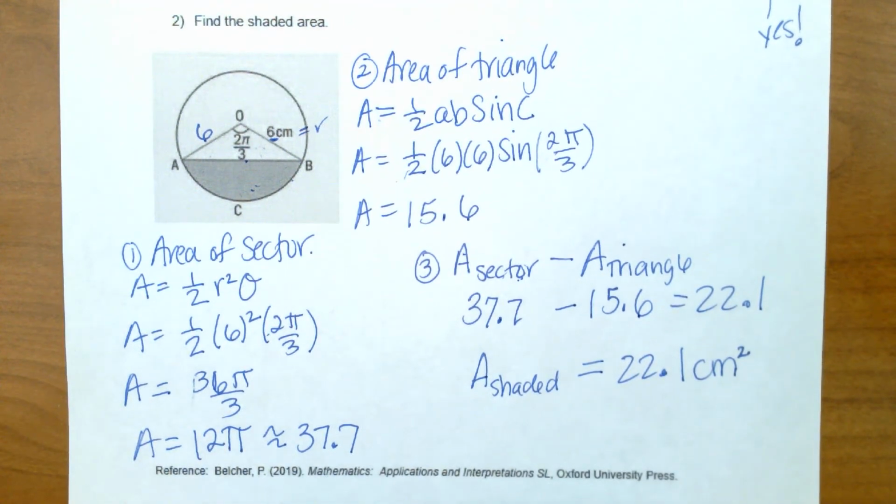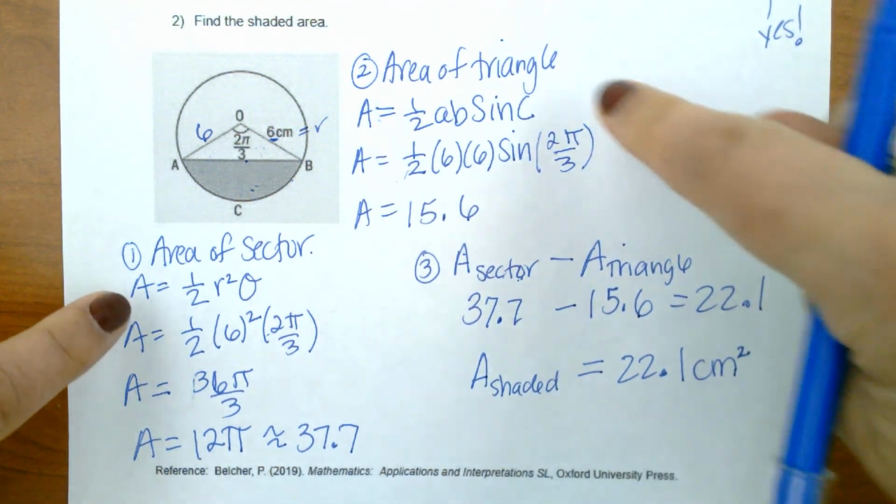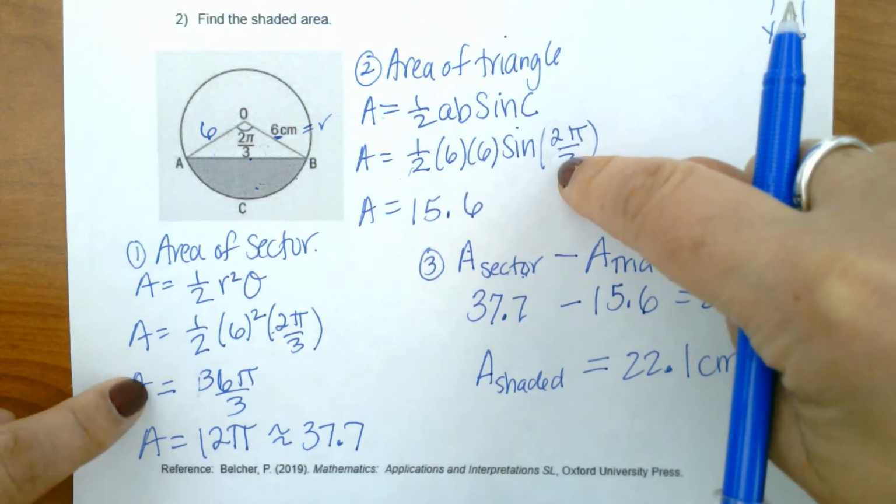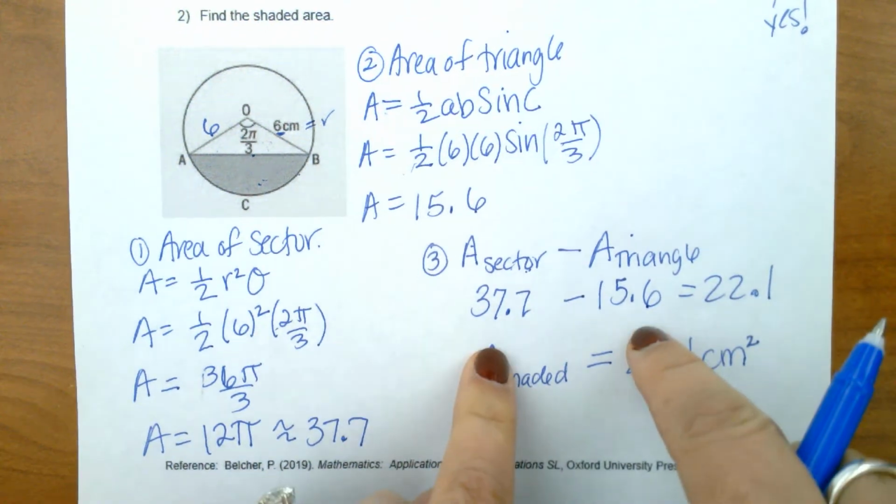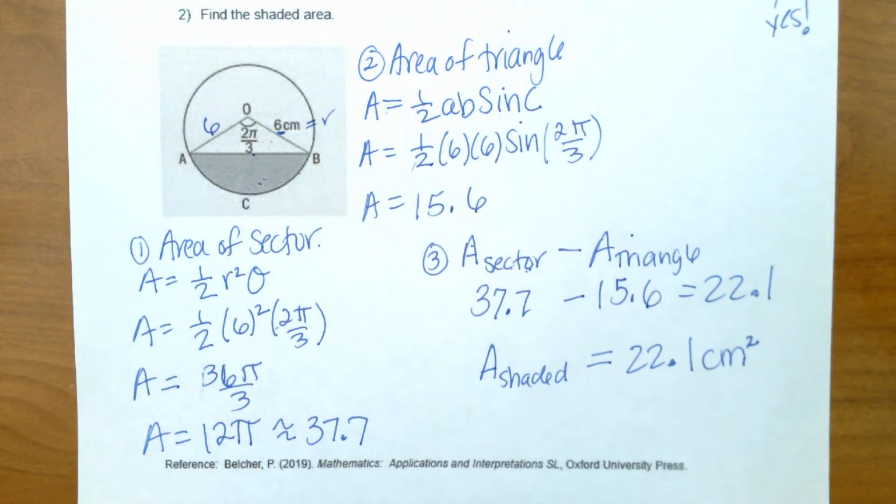There we go. So here are the two formulas that I used. I substituted them in. I had to subtract because I have to get to this little shaded area. Okay, so this has been arcs, sectors, segments, chords, major and minor arcs, and all of the formulas. I hope it helped. Good luck.